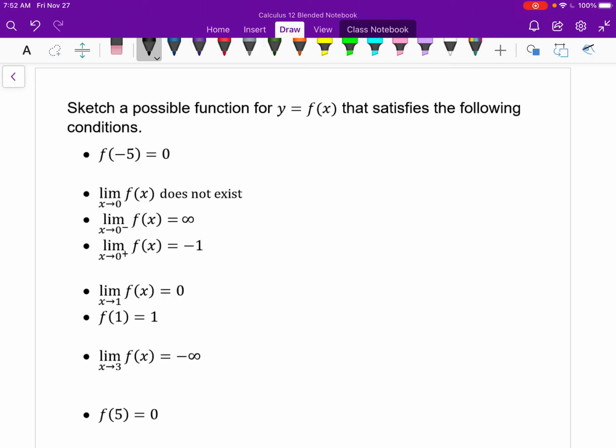And as it's probably not surprising for me to say, it's not terribly hard to find a few of these, but it's going to be most likely challenging to find a graph that fulfills all of these. So f at -5 has to equal 0. The limit as x approaches 0 does not exist. The limit as we approach 0 from the left is infinity. As we approach 0 from the right is -1. The limit as we approach 1 equals 0. F at 1 is 1. The limit as we approach 3 is -infinity. And f at 5 is 0.